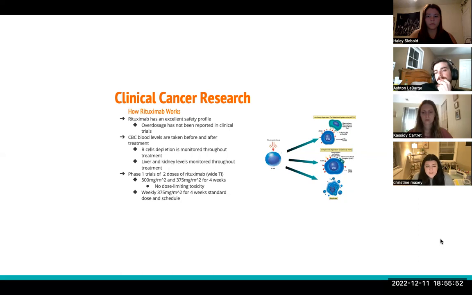I did find a study of phase 1 trials of 2 doses of rituximab, 500 milligrams per meter squared and 375 milligrams per meter squared for 4 weeks each. Both showed clinical responses with no dose-limiting toxicity. The weekly 375 milligram per meter squared dose given for 4 weeks was selected for further phase 2 evaluation and is currently the standard single agent dose and schedule.